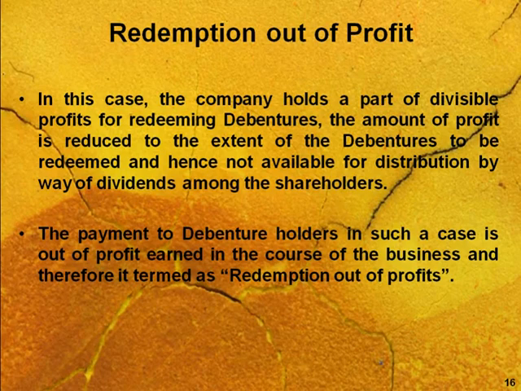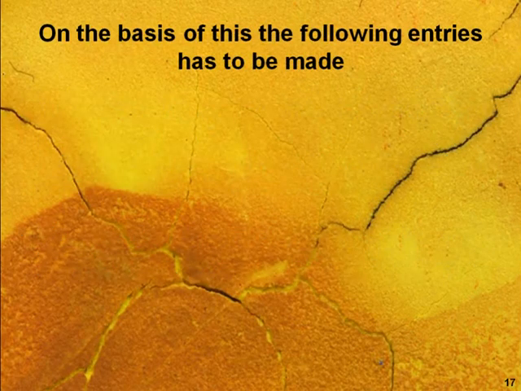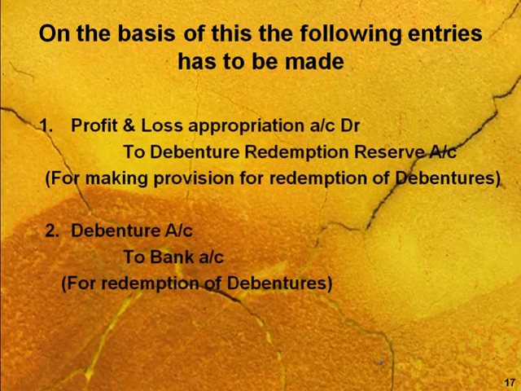In this case, these entries generally company do for redemption out of profit. First, company will transfer the part of profit to a reserve known as debenture redemption reserve. For this, the journal entry is profit and loss appropriation account debit to debenture redemption reserve account. Means company will specifically create a reserve for the purpose of redemption out of profit.